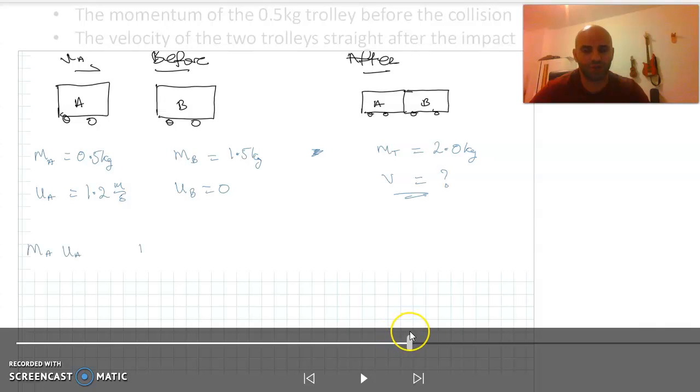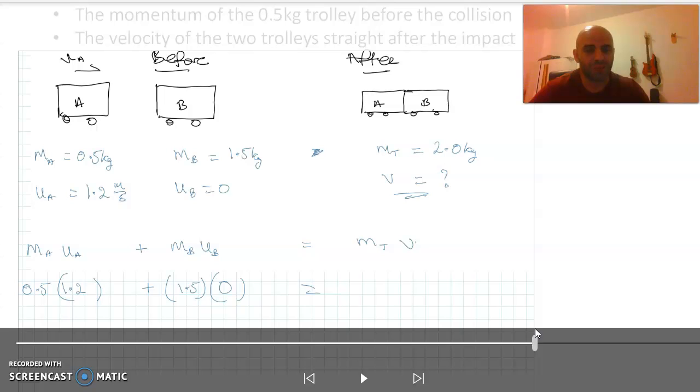So now we apply conservation of momentum. I'm going to do the long way. I know we've already calculated the momentum of A, but I'll just do it the normal way that we would, as if we hadn't. So I know that the mass of A is 0.5 kilograms times the initial speed of A, which is 1.2 meters per second. Mass of B is 1.5 kilograms, but the initial velocity of B is 0. So that means that B is going to have no momentum before the collision. The total mass after the collision is 2 kilograms, and we've got that common velocity.